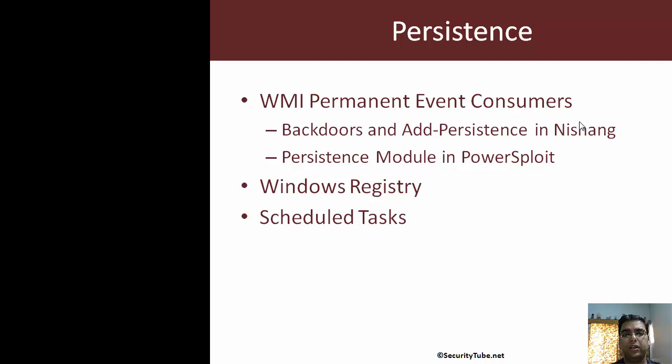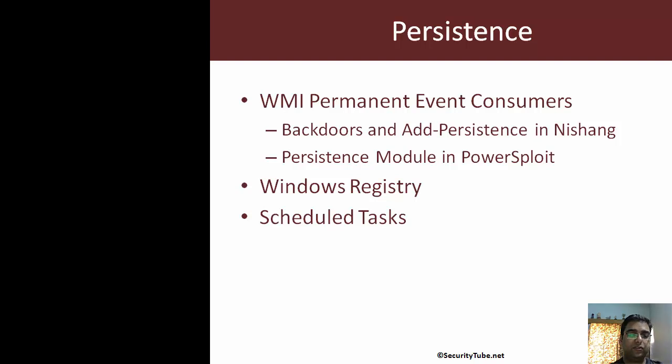For example, we can use an event when a user logs in. That event could trigger a command or VB script or something like that. So that is the basic idea behind using persistence with the help of WMI permanent event consumers. You can read the reference blog in the next slide to get more details about it. The WMI method is used in the backdoors and Add-Persistence in Nishang and the persistence module in PowerSploit.